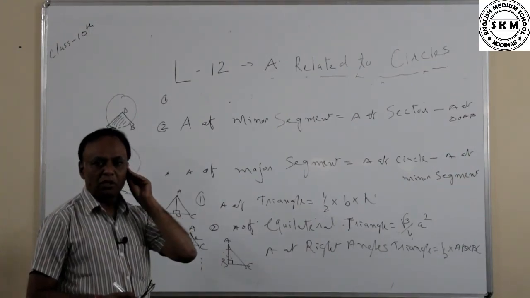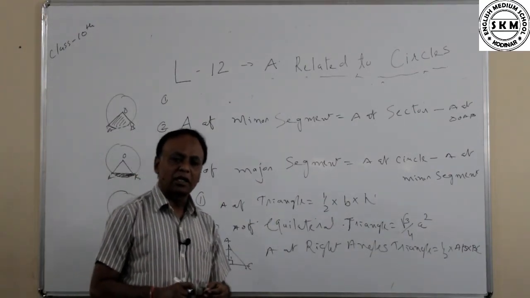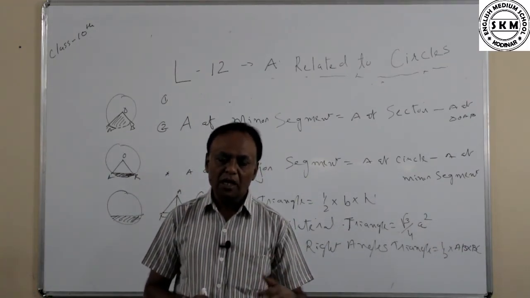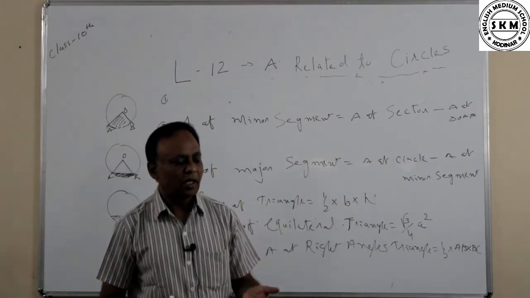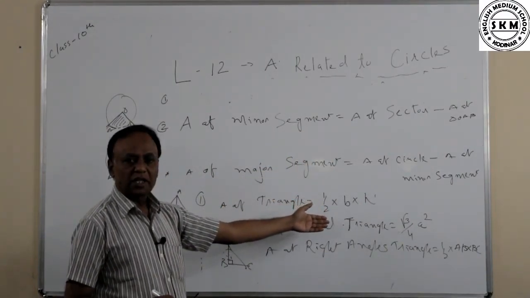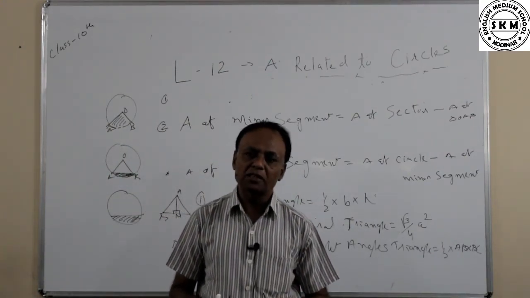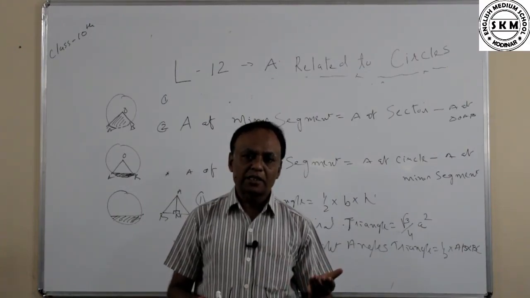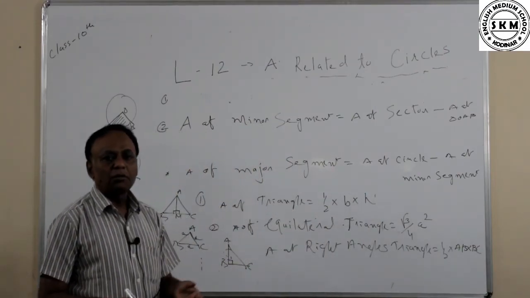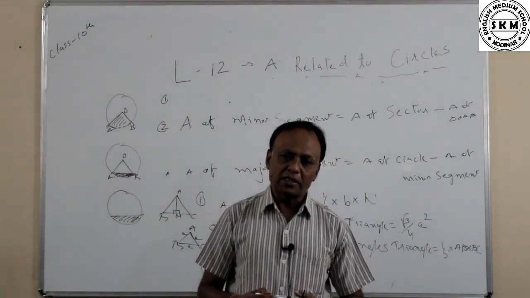Here I discussed a very important chapter: areas related to circles, minor sector, major sector, minor segment, major segment, arc, minor arc, major arc, and here we use the area of the triangle. There are different kinds. And the fourth formula, from 9th standard, is in the separate chapter Heron's formula: A is equal to square root of S into S minus a, S minus b, S minus c. Next time, in the next period, I will discuss your exercise. Thank you.